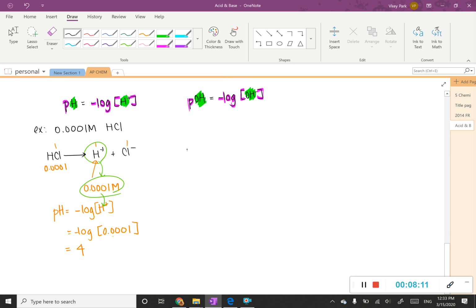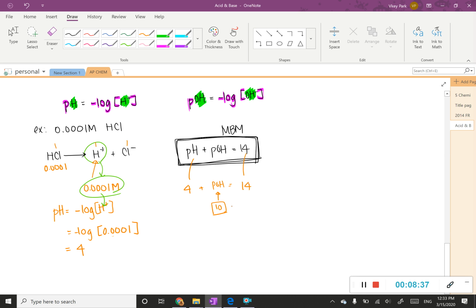If you understand this, you can ask, okay, what about pOH? Because we know that pH plus pOH equals what? 14, right? So this is another formula that must be memorized. So again, if the pH is 4 and the total is 14, what is pOH? pOH happens to be 10. And that means that because it's going backwards, it's going to be an acidic compound, and HCl, by all means, is acidic.